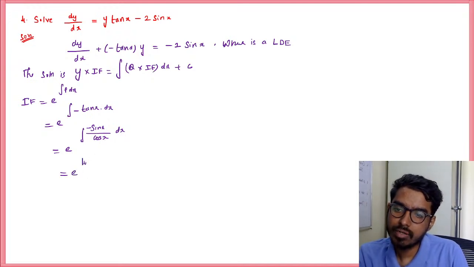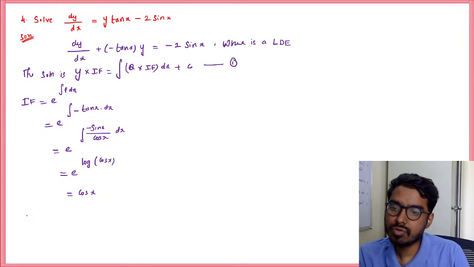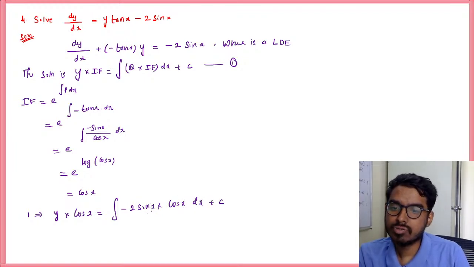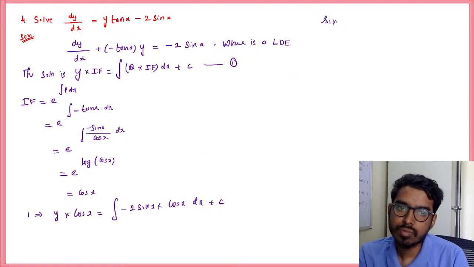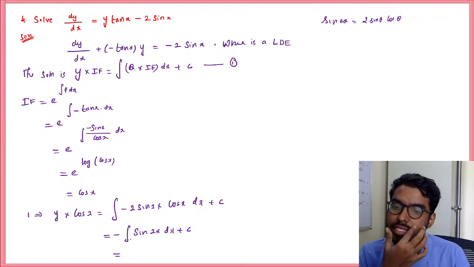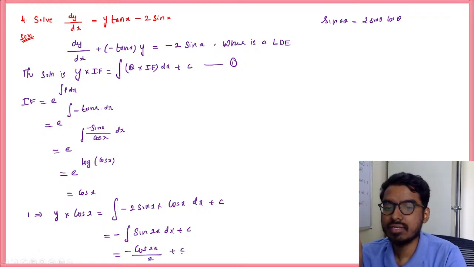This is nothing but e power log cos x. So e power log f of x is f of x. So integrating factor is cos x, right? Therefore, 1 becomes y into integrating factor is equal to integration of q. So q is minus 2 sin x into integrating factor dx plus c, right? Sin 2 theta is 2 sin theta cos theta, right? I can write this as minus integration of sin 2x dx plus c. So y into cos x, integration of sin 2x is minus cos 2x by 2 plus c. Right? This is the required solution. That's it.